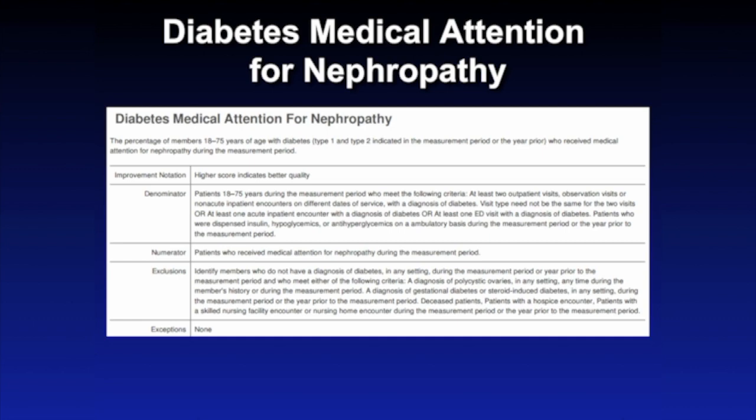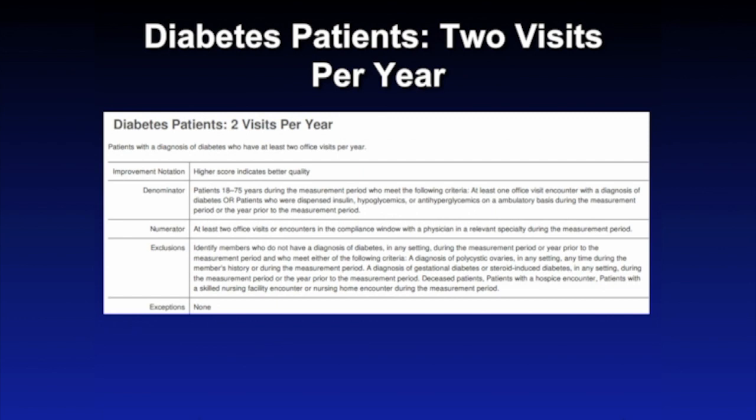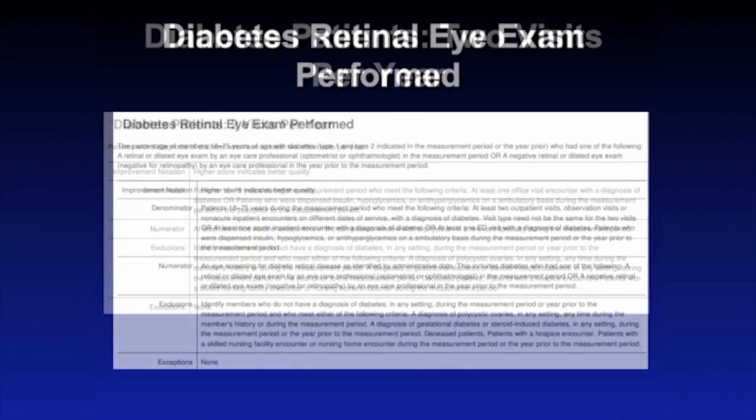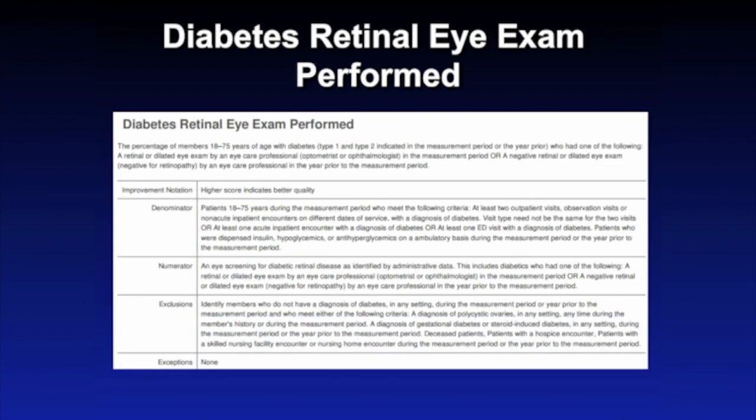Same thing, same denominator, so we're looking for testing for neuropathy. And the patient is to be seen twice during the measurement year, so again, that's that rolling calendar year. And then the eye exam, diabetic eye exam, so this kind of mirrors the ACO measure.